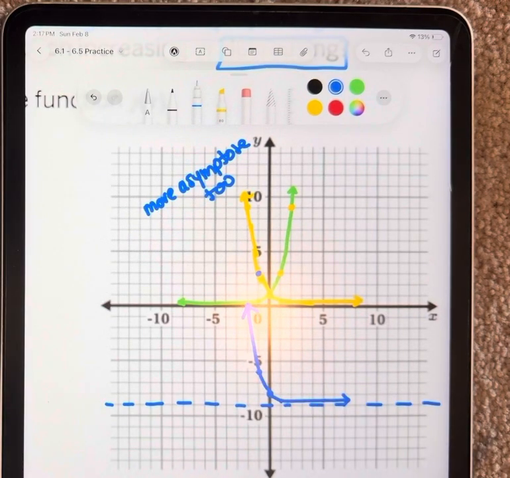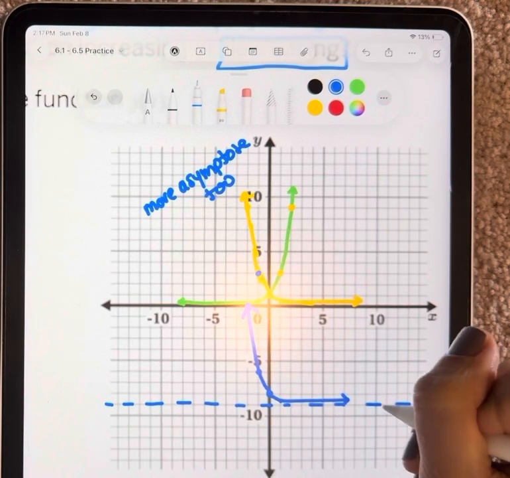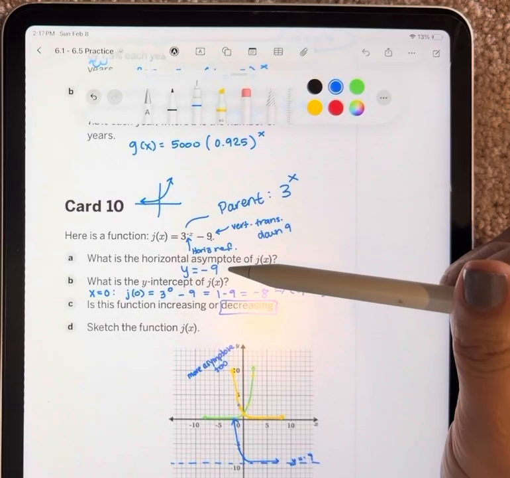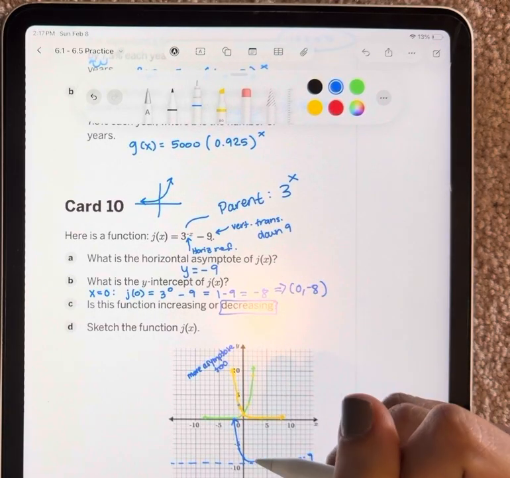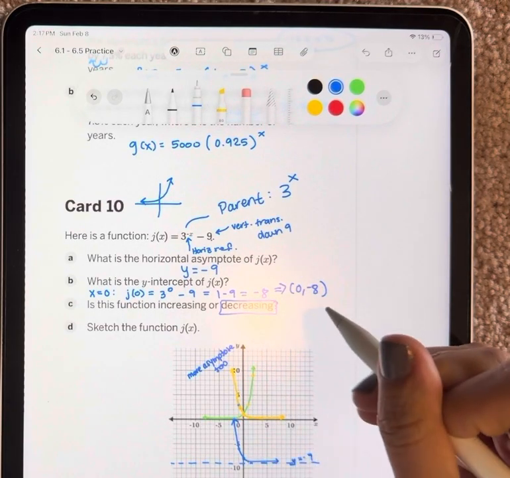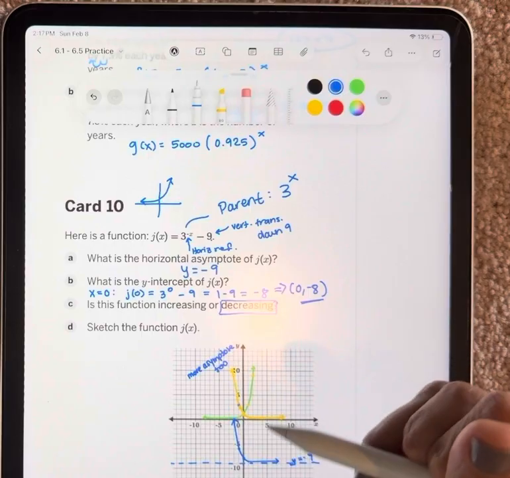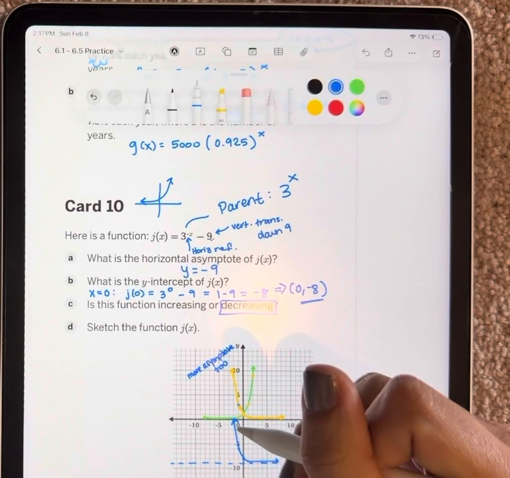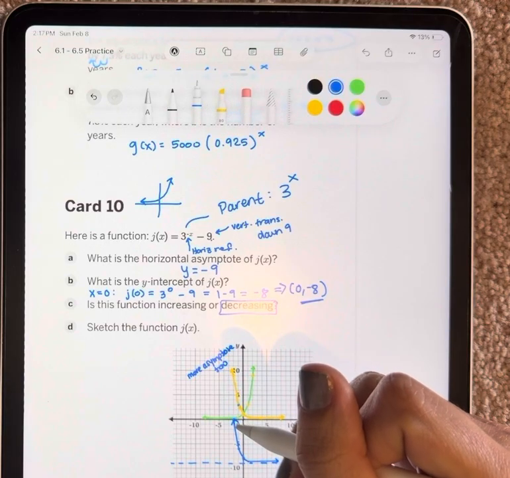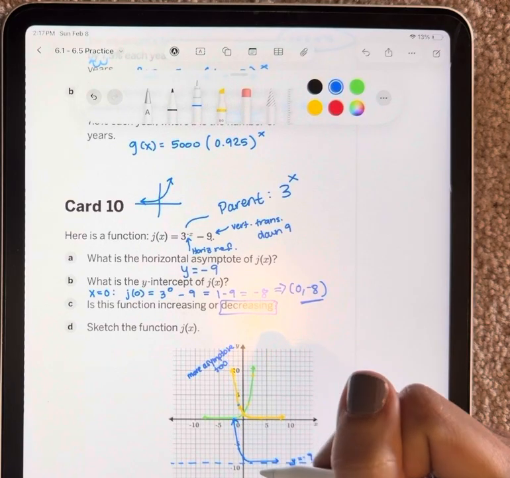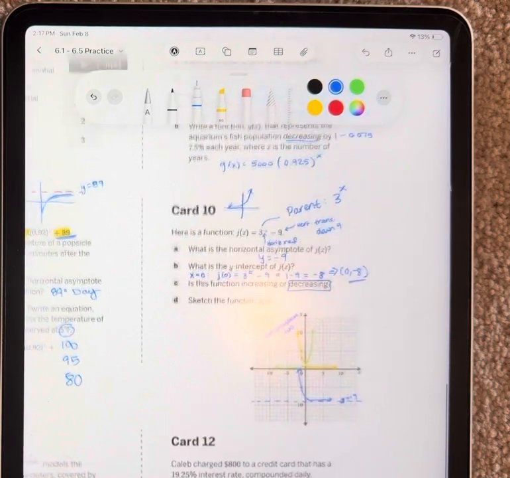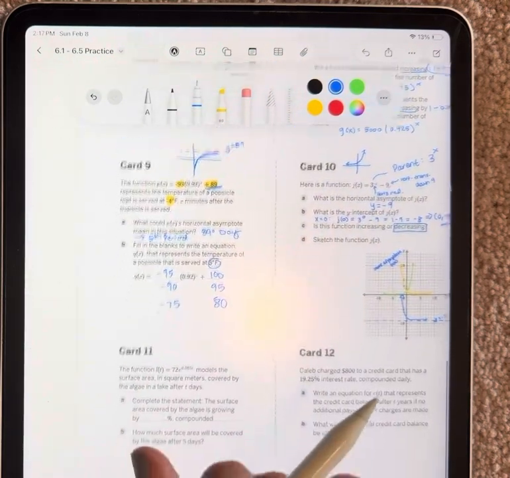Okay. So let's go make sure this is y equals negative 9. Let's go see. Yep, that's the asymptote I got. That's the y-intercept I got. And is this function decreasing, you guys? If you're standing on the left side of this graph and you're hiking, are you going downhill? Yes, you are. Okay, so yes, it is decreasing. Always the left side. You always look left to right.